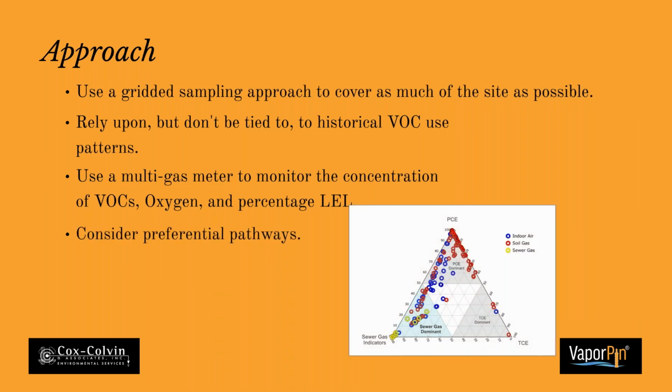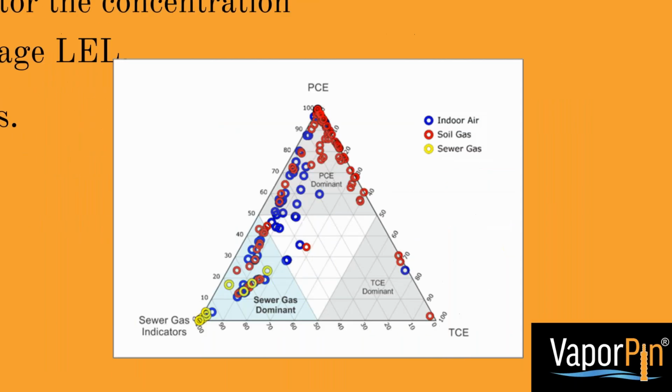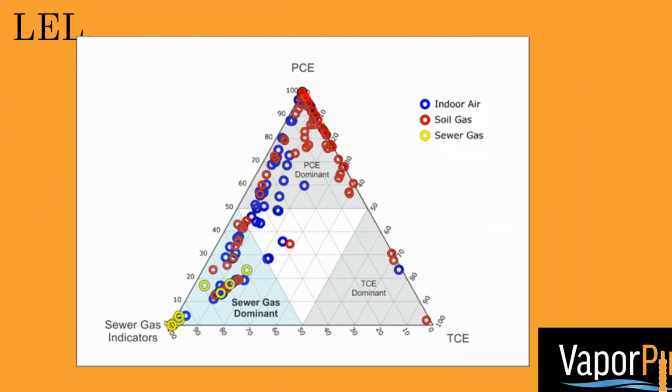Another thing that we really want people to think about is preferential pathways. Sewer gas is probably the most preferential pathway that we see out there. It's basically just a vapor-filled pipe that runs right to every building. And so if you have contamination in the sewer, it could easily show up in your samples.